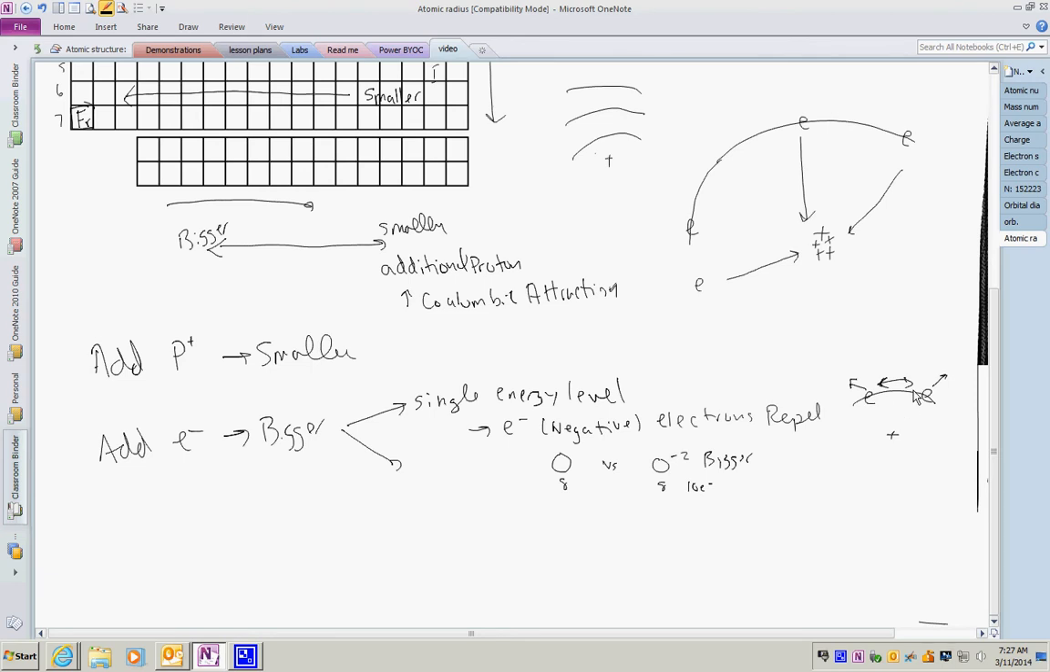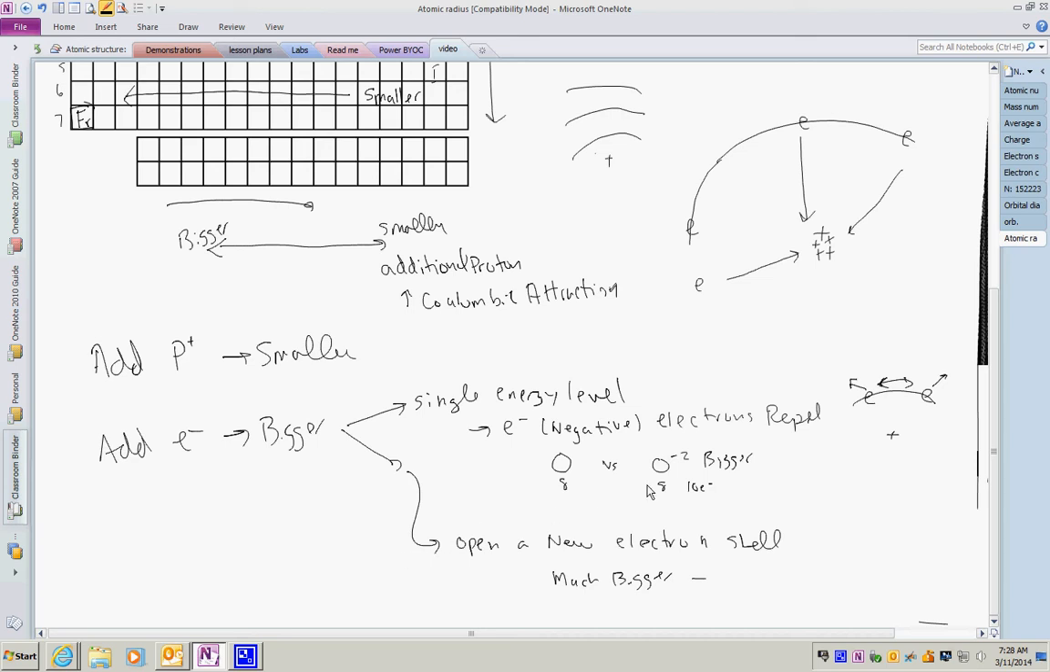Electrons repel. Now, anytime you add electrons, there's a possibility you could open a new electron shell. Anytime you open a new electron shell, you're going to get much bigger. And this might be even regardless of whether or not you are adding protons. If you add protons and electrons and you open up a new shell, you are going to be getting bigger. Okay, the trend shows us that.